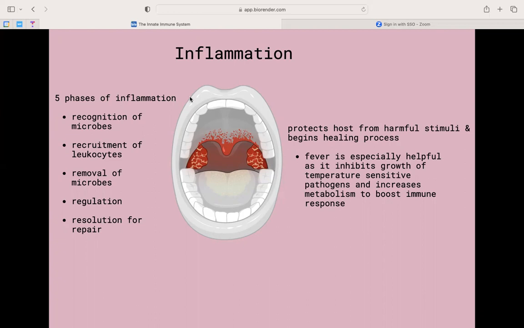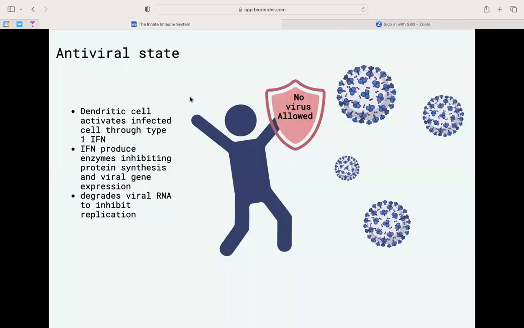During the antiviral state, a dendritic cell will activate an infected cell through type 1 interferons by the interferon receptor, where the interferons will produce enzymes that will inhibit protein synthesis and viral gene expression, and, most importantly, degrade the viral RNA to inhibit viral replication.